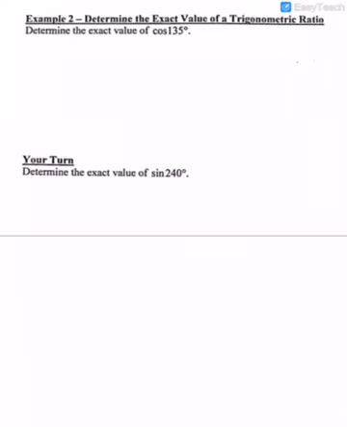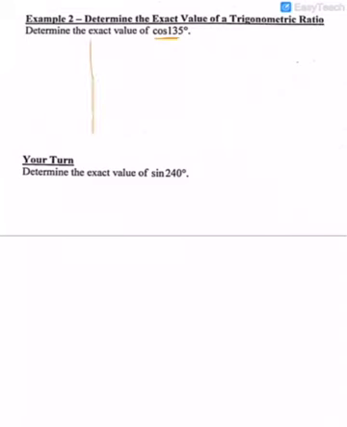So now we're going to look at example 2. We're going to determine the exact value of a trig ratio. Anytime you hear exact value, you should think your special triangles. So let's say we've got cos of 135. Always draw this out first. So 135 degrees is in quadrant 2, so this would be 135 degrees.